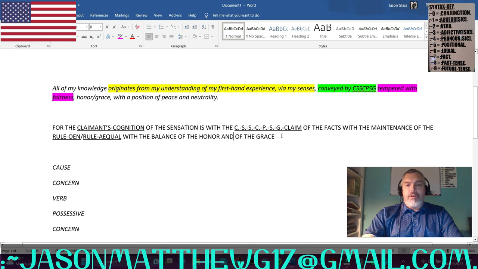The balance of the honor and of the grace, because a conjunction, of which there are two in correct sentence structure, and an or, ands just serve as, in correct sentence structure, they serve as bridges between sevens or 5/6 sevens. This forward slash represents the conjunction and. And so it is a bridge between these two sevens. Rule equal is a seven. Rule one is a seven. So this would be syntax 707.